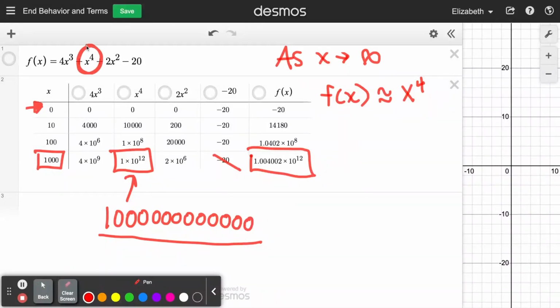This term, maybe you've noticed, is the degree. It's the one with the highest exponent. So it's not because we multiplied by 4, multiplied by 2, or even 20, which feels a lot bigger. We look for the term with the highest exponent.